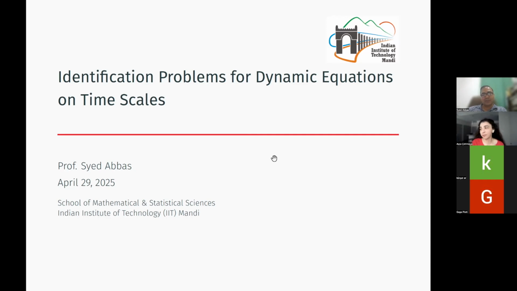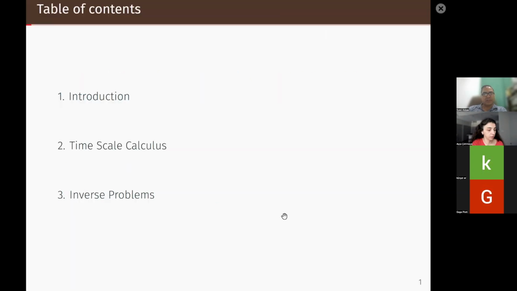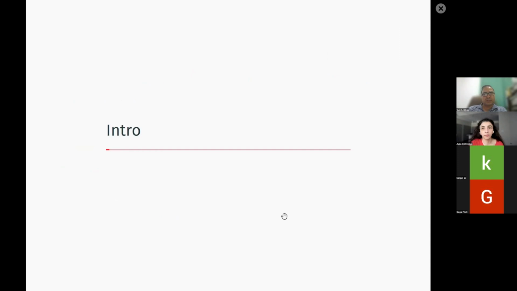So this talk is based on three papers which Ganesh and I have published in recent years. We'll discuss the identification problem for the time scale setup. First we'll discuss the basics of time scale theory, and then we'll move to the problem discussion.